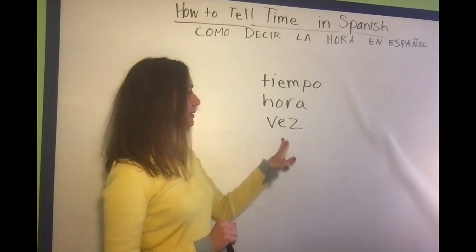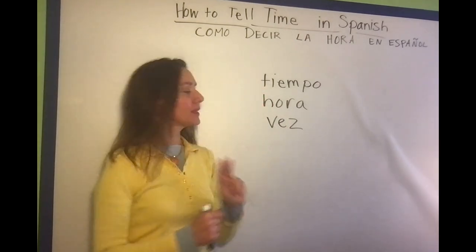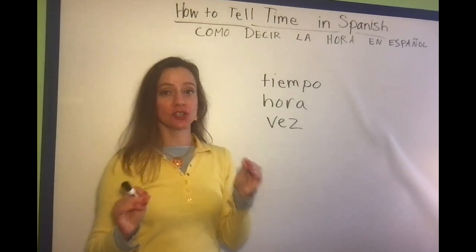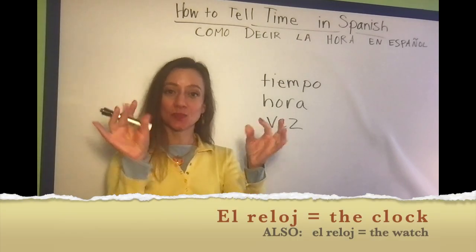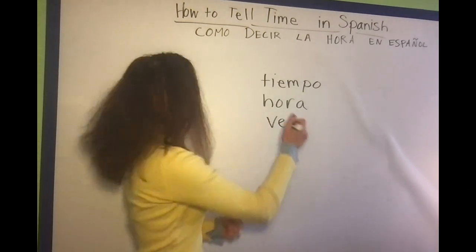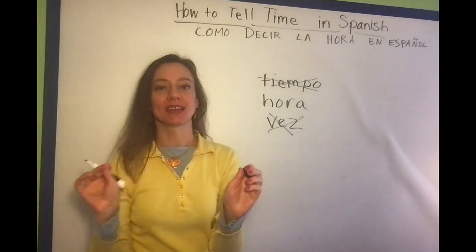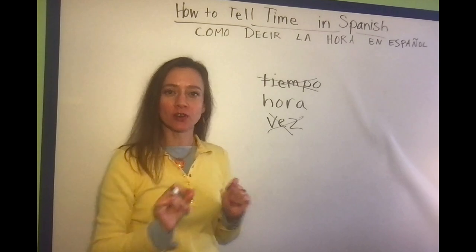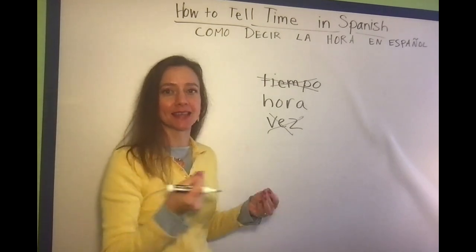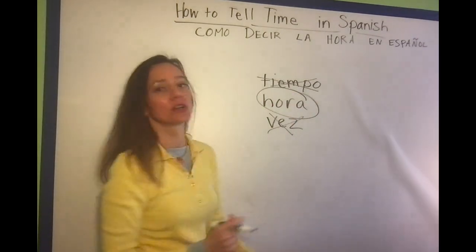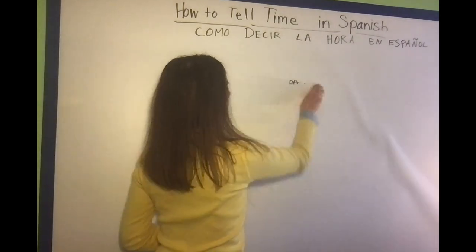Tiempo, hora, vez. We also know that tiempo can mean weather. So right now, all you need to know is that when we are talking about telling time, like on a clock, specific hours in the day, we are not going to use tiempo and we are not going to use vez. The only correct terminology when you're talking about a clock and what specific time it is, is the word hora, which actually means hour.